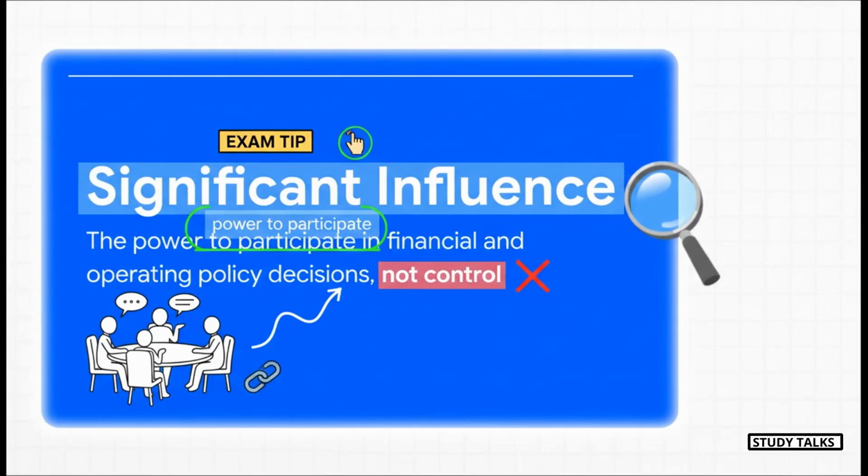Now, you have to pay really close attention to the wording here. It's the power to participate, not the power to control. See the difference? If you had control, it'd be a subsidiary. To participate means you're involved in the big decisions, the financial and operating policies. You can influence them, but you don't have the final word.